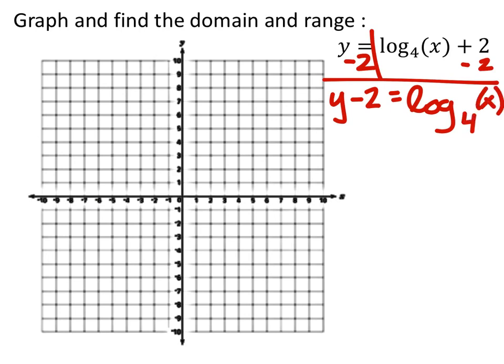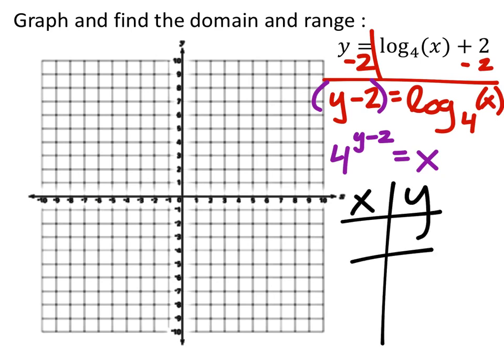So now that I have that logarithm all by itself, I can change this into exponential form. But the exponent is going to be all of the left side, which is now y minus 2, right? So I end up with 4 to the power of y minus 2 equals what the log was of, and that's x. So now that we have that exponential form, I would feel better about creating our t-table on this thing.